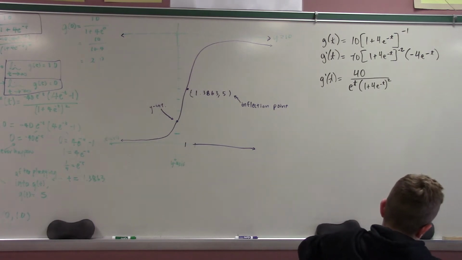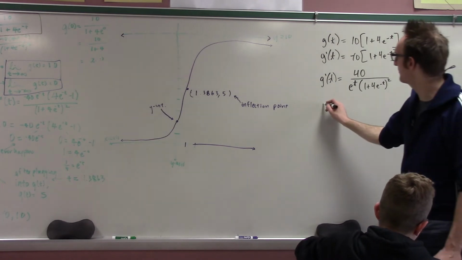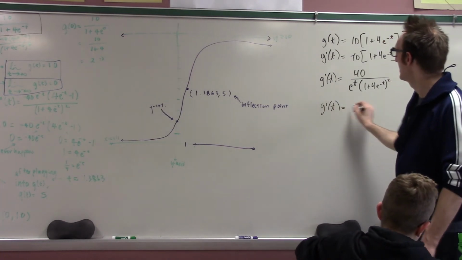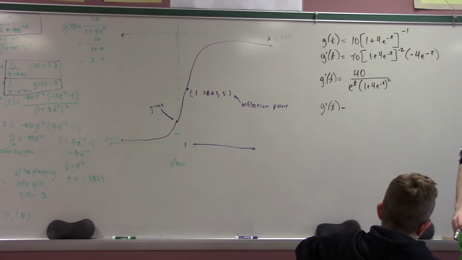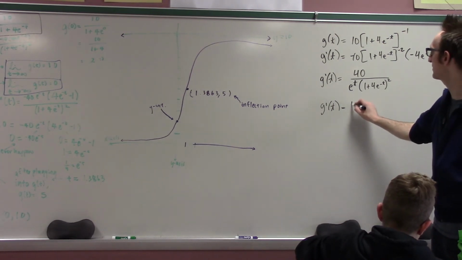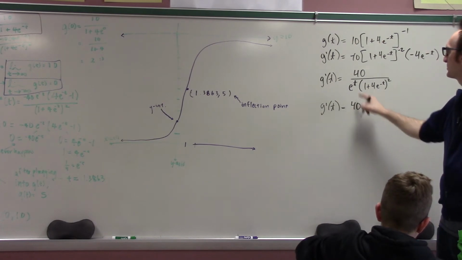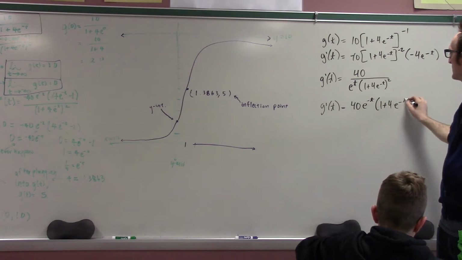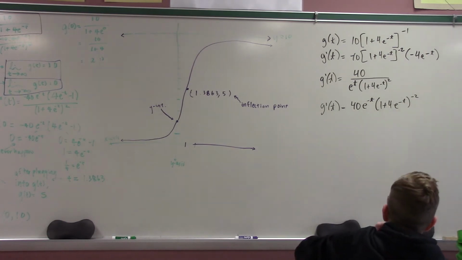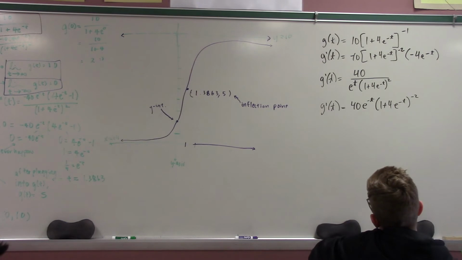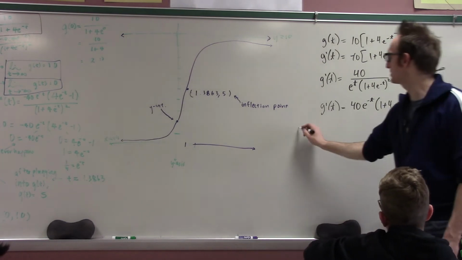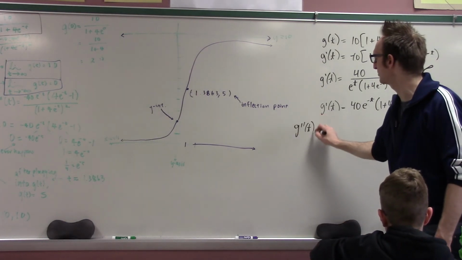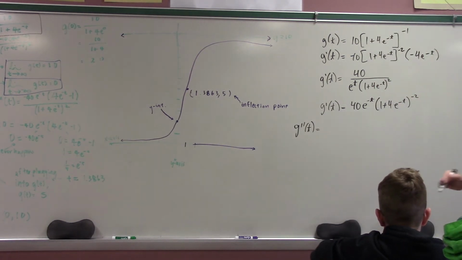Okay, now I have to take the second derivative. In preparation for that, maybe what I should do is rewrite this derivative a little bit differently. I find it easier to just use the product rule, so I'm just going to write this as 40e to the -t times (1 plus 4e to the -t) to the -2, and differentiate that using the product rule. It's not too bad, you just have to do it and not mess up. There's a bunch of chain rules going on. So what is the second derivative?